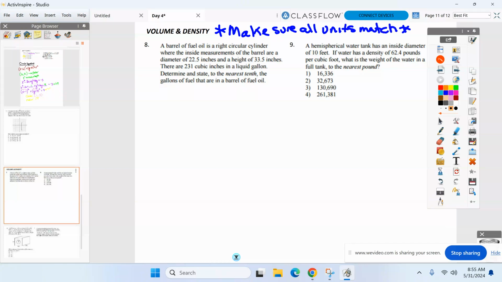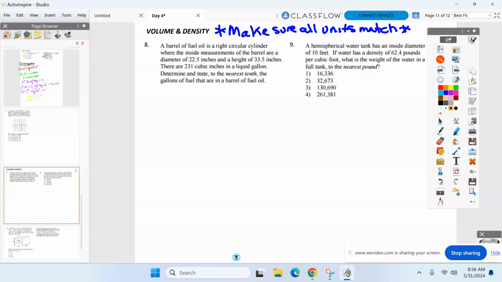Because what the Regents, and you'll see it as you practice, what they love to do is they'll give you a diagram. They will give you 3 dimensions of the diagram. 2 will be the same, 1 will be different, and you won't even notice. You're just going to go, oh, ding, ding, ding, this times this times this, I'm good. Make sure all the units match before you start.